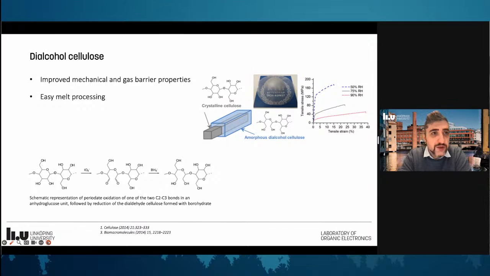And one of the examples is dialcohol cellulose fibers. So dialcohol cellulose is basically cellulose fibers treated with peroxide to produce dialdehyde cellulose. So first we have oxidation of the C2, C3 bonds, and consequently a reduction of the aldehydes to dialcohol. So basically we open up the glucose ring and we have an open cellulose structure. It has been shown that these materials have improved mechanical and gas barrier properties, and more or less they can be easily melt processed with existing technology like extrusion methods, as I'll show shortly.